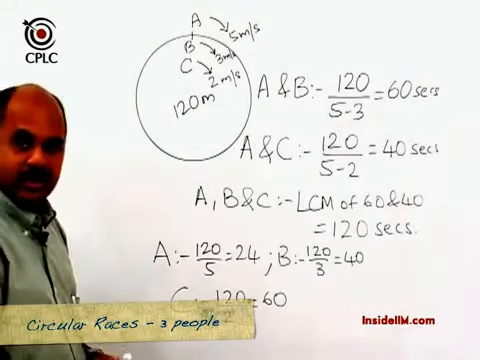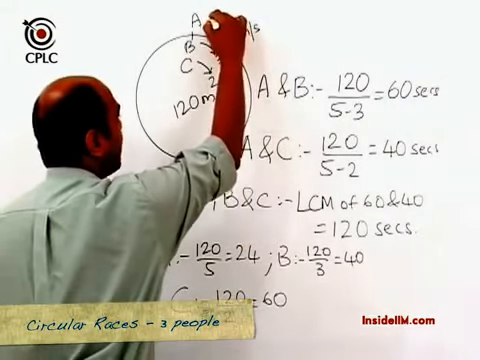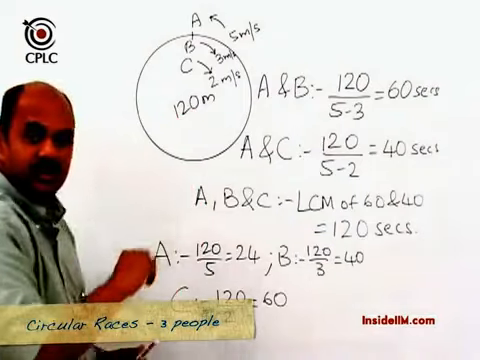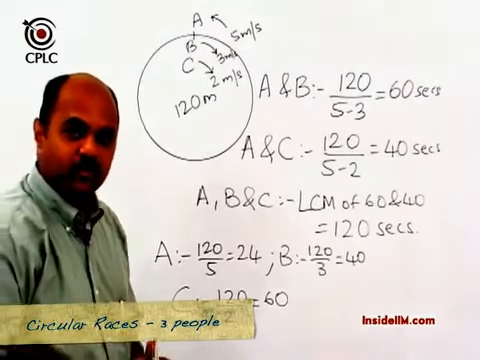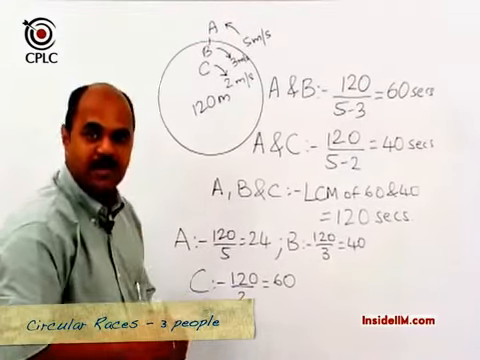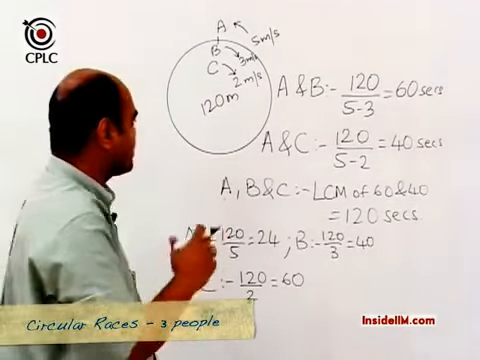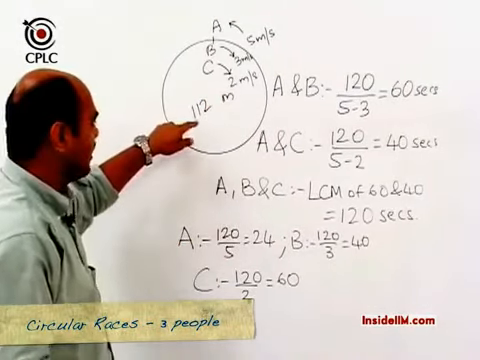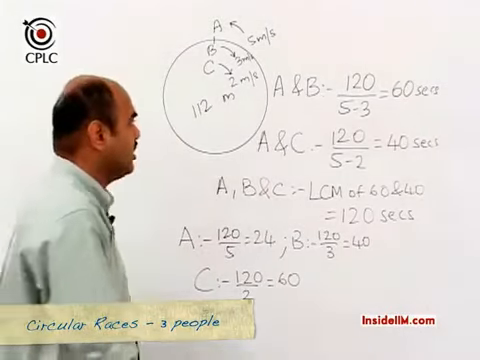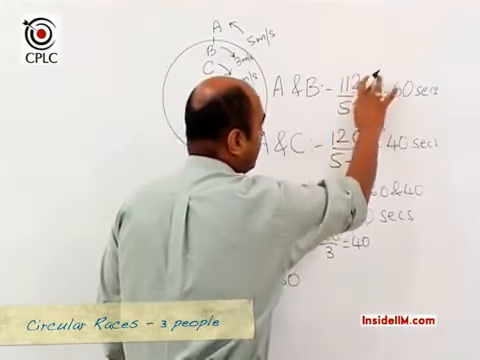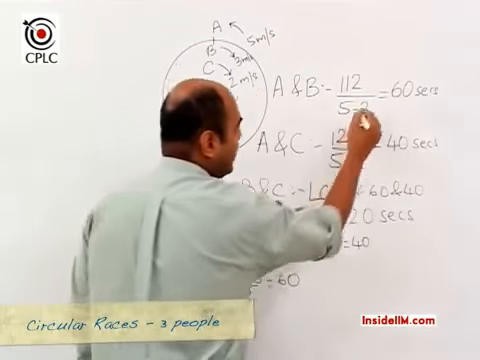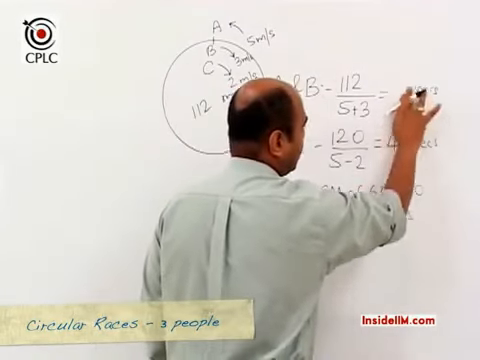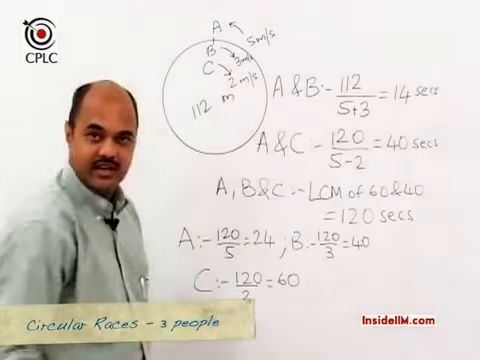If we now take a variation where we say that A is traveling in the anti-clockwise direction and B and C are traveling in the clockwise direction, and now if we want to find out in how much time they meet, how would the calculation change? Now only for convenience sake, to have simple numbers, I am changing the length of the track to 112 meters. So my calculation now would be A and B would meet every 112 divided by 5 plus 3, which would be 112 divided by 8, which is 14 seconds.